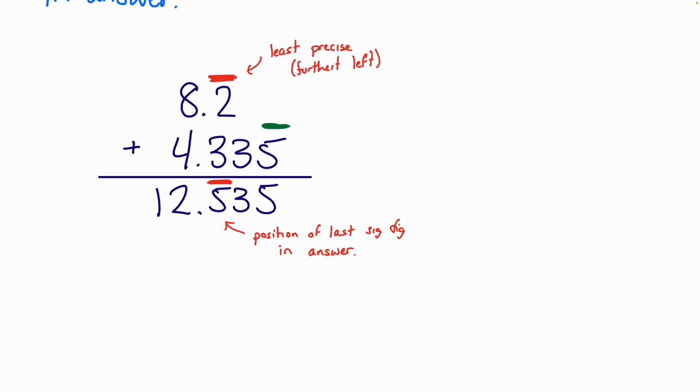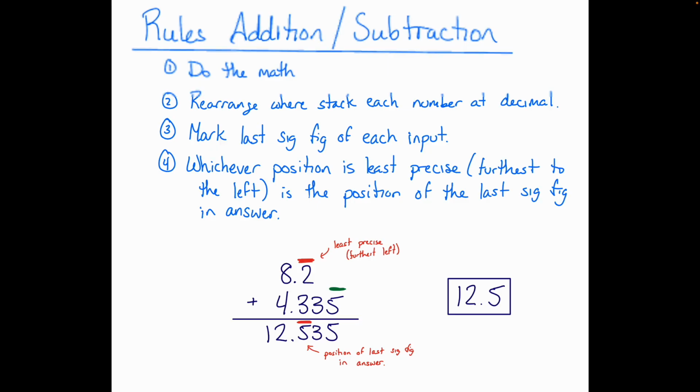So if I round my answer here to the correct number of sig figs, my final answer here would be 12.5. Okay? And let's just note that if I had incorrectly applied my multiplication and division rules, I would have gotten the incorrect answer. Right? 8.2 only has 2 sig figs, and yet my answer has 3. Yeah, we can gain or lose sig figs when we're doing addition or subtraction because it's all about the position of those sig figs, not how many we have.